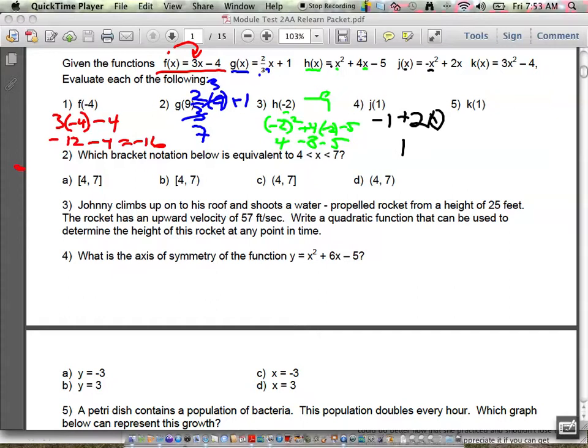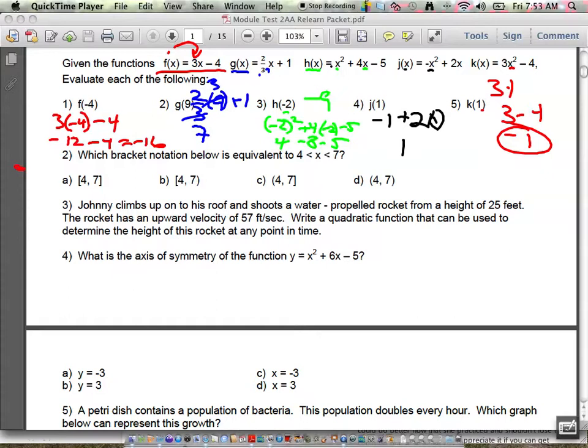And last but not least, k of 1. The input is 1. I got to square the input, multiply by 3, subtract 4. So if I do 1 squared, I get 1. Then I do 3 times 1, I get 3. And then I subtract 4, and I get negative 1. Okay, so those are the first few examples.